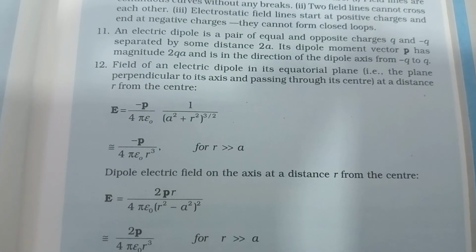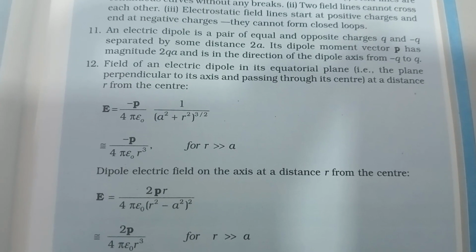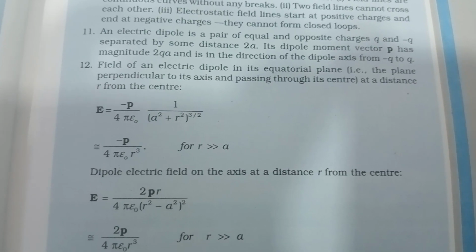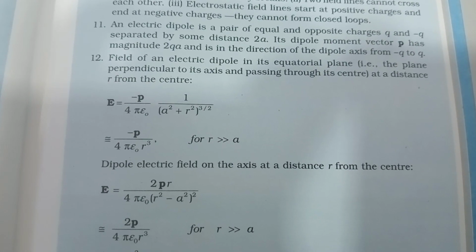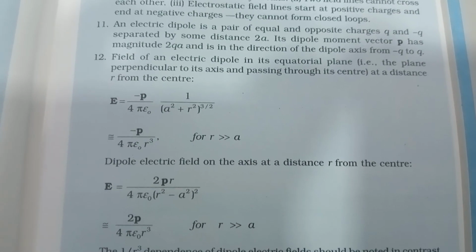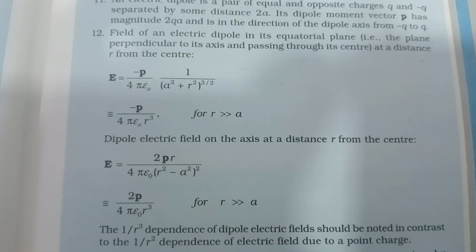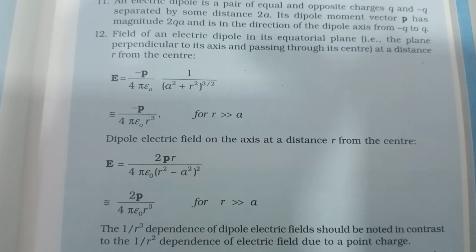An electric dipole is a pair of equal and opposite charges q and minus q separated by some distance 2a. Its dipole moment vector p has magnitude 2qa and is in the direction of the dipole axis from minus q to q.